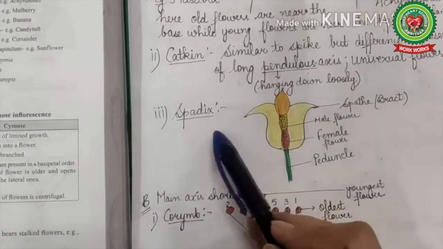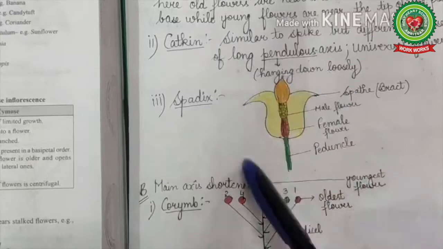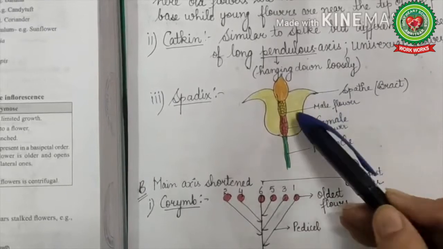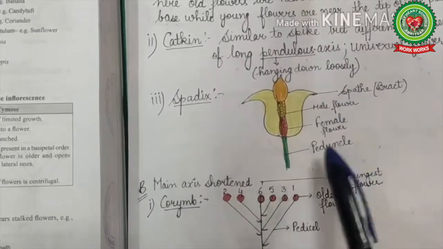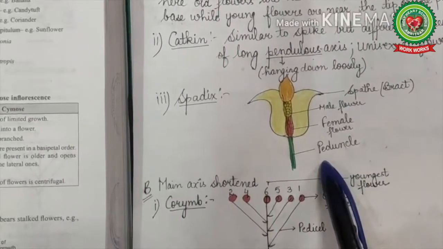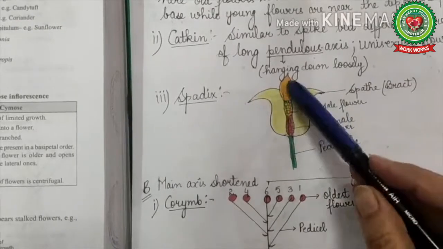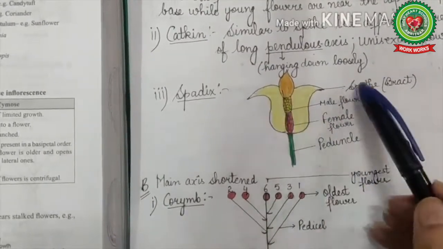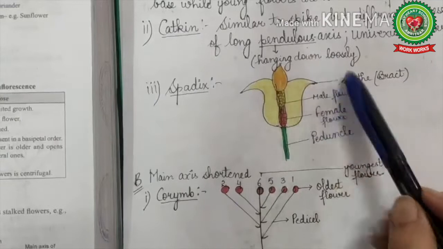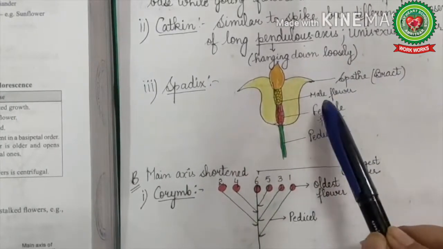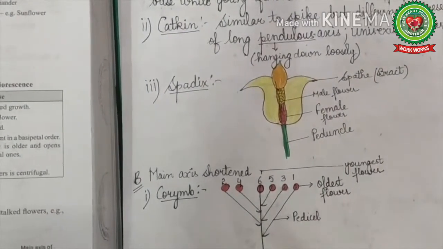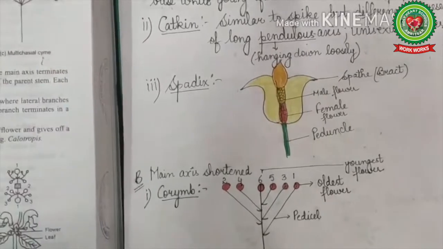Now the next one is spadix. In spadix, the diagram is clearly indicated here. Now you can note it down from here. I have shown male flowers, the female flowers are borne here, and it has a peduncle. Peduncle means the main axis bearing the flowers. In case of spadix, it is a spike with a fleshy axis enclosed by one or more large bracts, which are known as spathes. Spathe means bract. Now in this the example is colocasia, or we can even talk about banana.